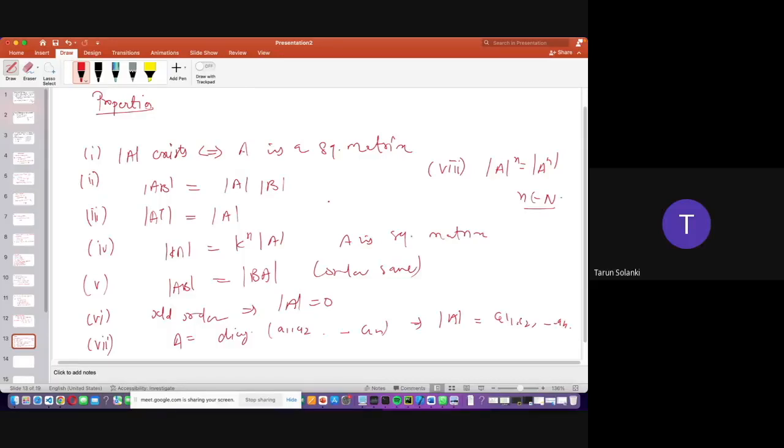to mod BA. Sixth is if A is a skew symmetric matrix of odd order, then mod A equals 0. The previous one was for the same order; this one was for the odd order. Seventh property, if A is equal to diagonal A1, A2 up to AN, then mod A will become A1, A2 up to AN. The last, mod A power n will become mod A power n, where n belongs to N. Okay, so these properties I can copy.